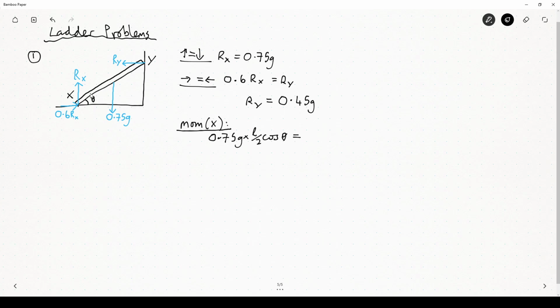Now, the counterclockwise moment comes from the reaction at y, so this time the force is the reaction at y, which is 0.45 G, and the perpendicular distance, well here the line of action of the force continues here, which means we want this distance here, which is just the height from the ground to y, which is going to be L sine theta.